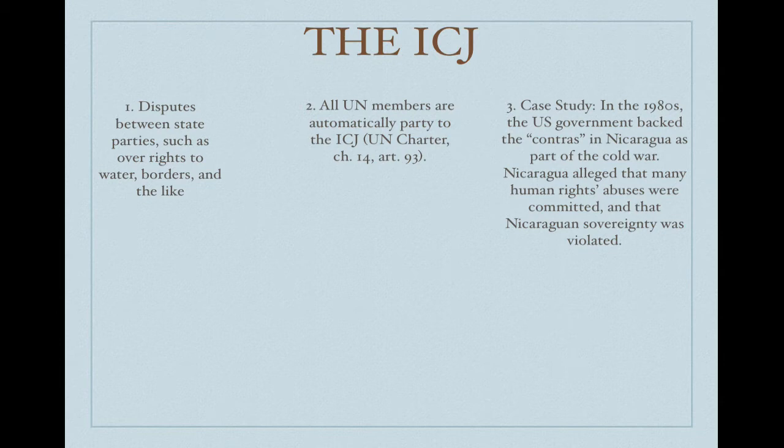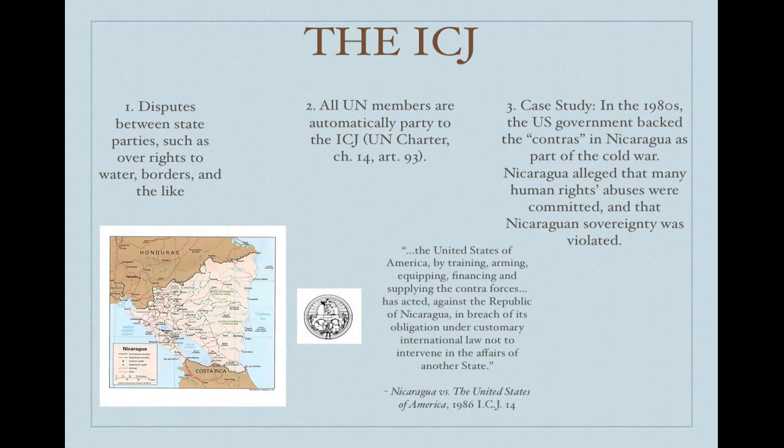This was brought to the International Court of Justice, with Nicaragua alleging, among other things, that the US was violating Nicaraguan sovereignty by getting involved in internal political disputes. There were also a series of other charges that related to, for example, putting mines in harbors around Nicaragua, and so on. Well, in 1986, the ICJ ruled that the United States of America was in breach of its obligations under customary international law not to intervene in the affairs of another state.